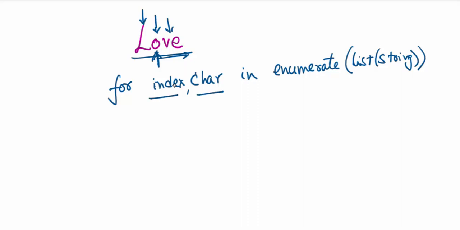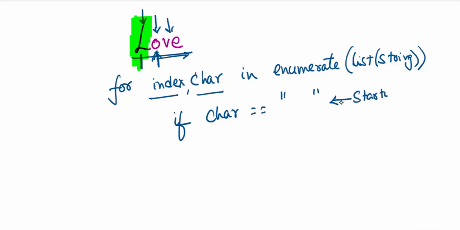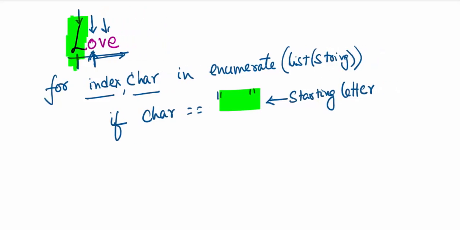Okay, say we are at this position. What happens now? If char equals the particular character that we are looking at, the starting letter, so this is the starting letter. If it is, then start doing further processing like extraction of substrings. If it is not, then just ignore it, give it a pass. Okay, let's assume that it is the case. Now what?